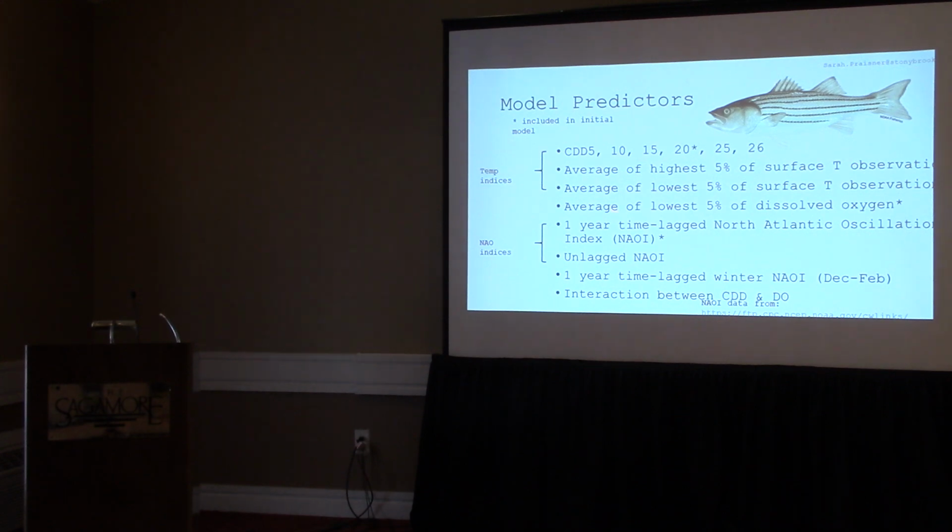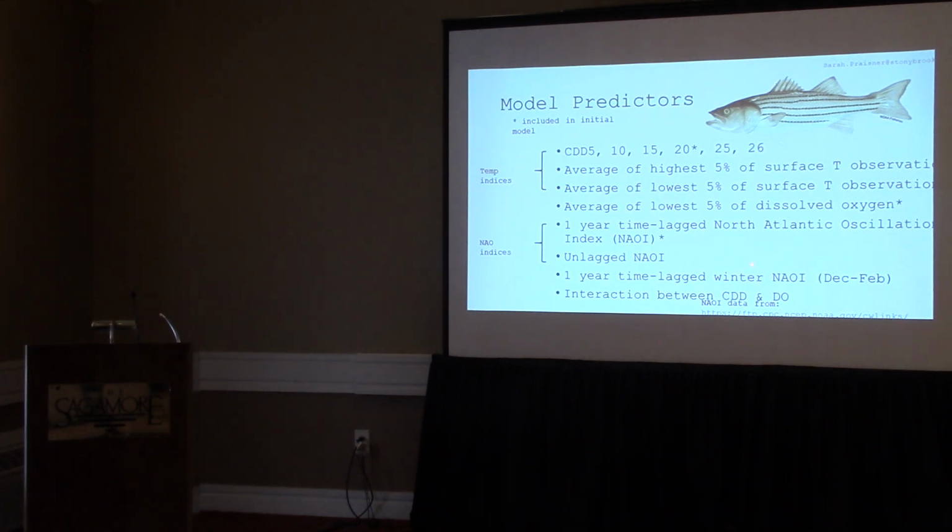I did the same thing for DO. Sample size is still high for DO. This is only covering water quality survey data, so late spring, summer, early fall. But that's okay because that's when we're expecting to see the lowest DO values. So we have a low DO index.